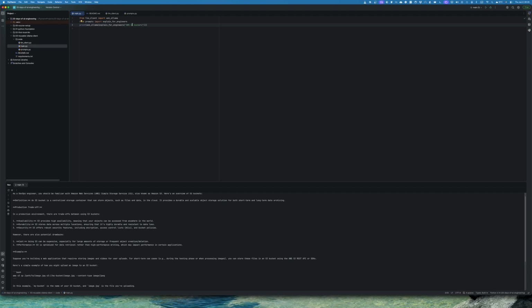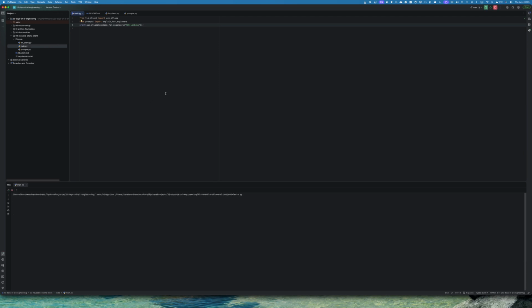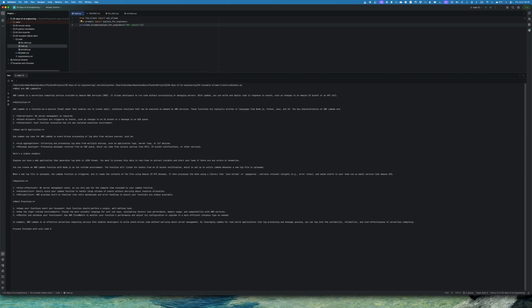So it's getting that easy. Instead let us pick a different service. This time, let us say AWS Lambdas, and rerun our main file. We should be getting a response as soon as possible. So it's serverless compute. So definitions, real world applications, and benefits and best practices. We didn't ask for it, but yes, we are getting it, which is nice.